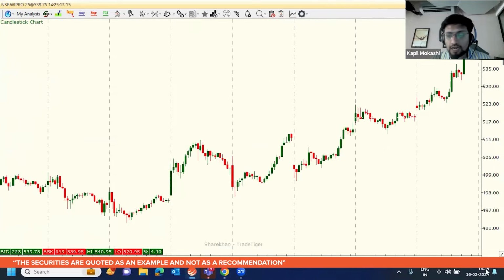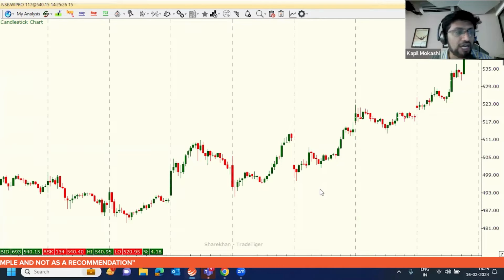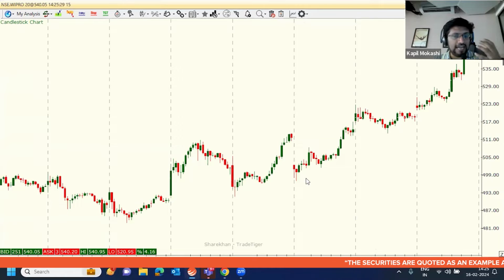So Wipro was planned on 14th of Feb, that is on Wednesday. And if you remember, Wednesday was the time where markets had actually cracked sharply. So we had got an opportunity on that day, and we pounced on it with both hands.